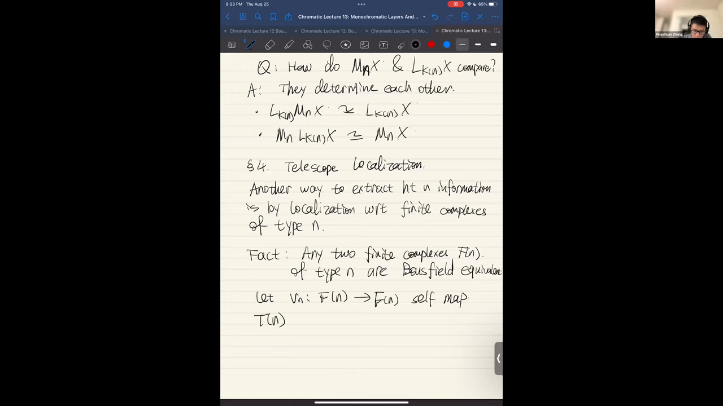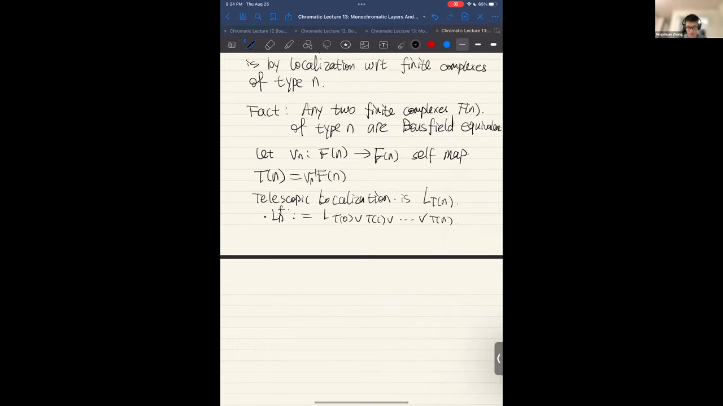Then define T_n to be the mapping telescope of F_n. So namely it's F_n with v_n inverted. Then we'll consider this telescopic localization, which is L_{T_n}. And a related concept is L_n^f. This is some sort of finite version of L_n localization, with respect to T_0, T_1, all the way to T_n. So we just introduced another method to extract the height n information.